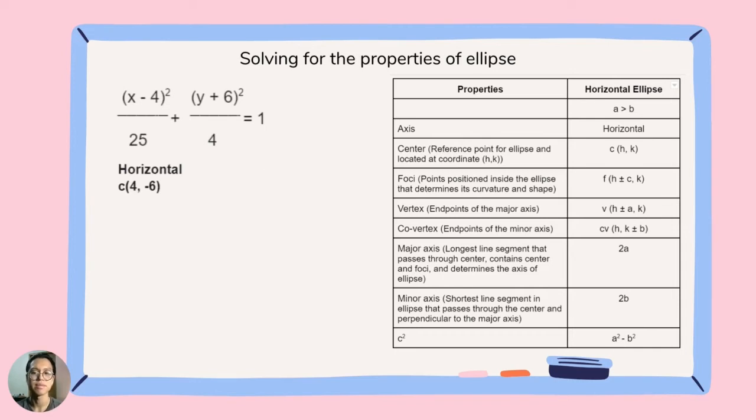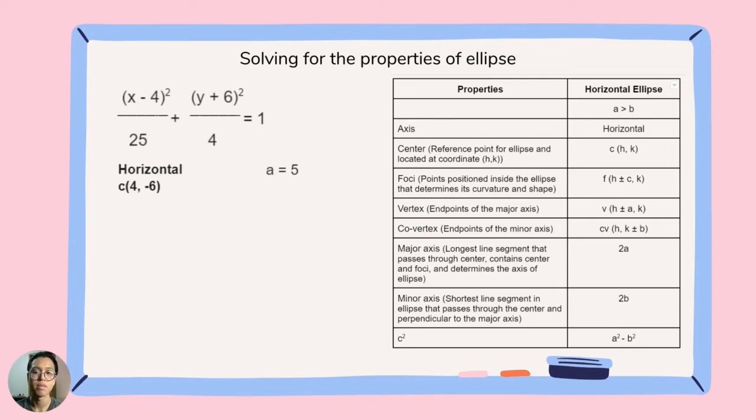For foci, the x-coordinate should be h plus c and h minus c. So we must consider c. However, for c, we must consider a and b. So we have 25, which is a squared. So we're going to get the square root of 25, and it would be 5. So a is equal to 5.